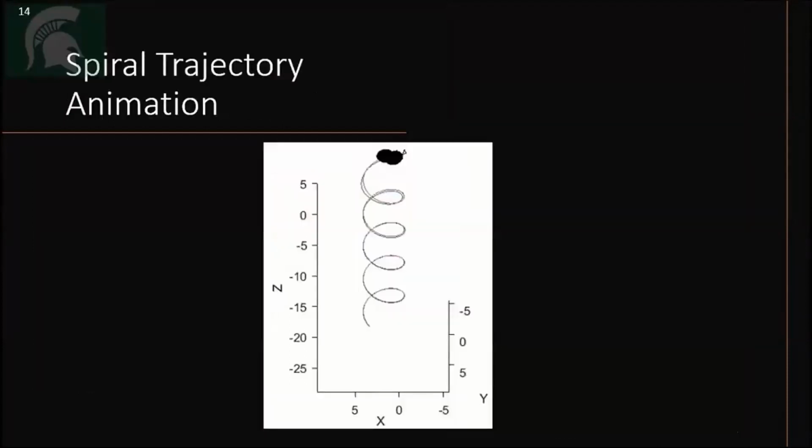This slide animates the backstepping control performance on the spiral trajectory, and these two ellipsoids that you see are the desired position and orientation of the robot and the actual position and orientation of the robot.